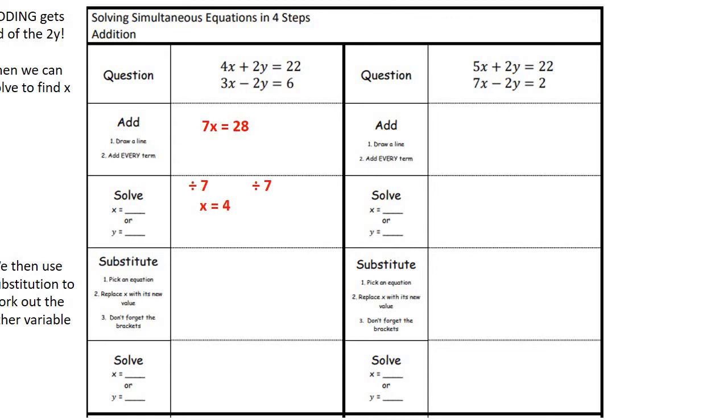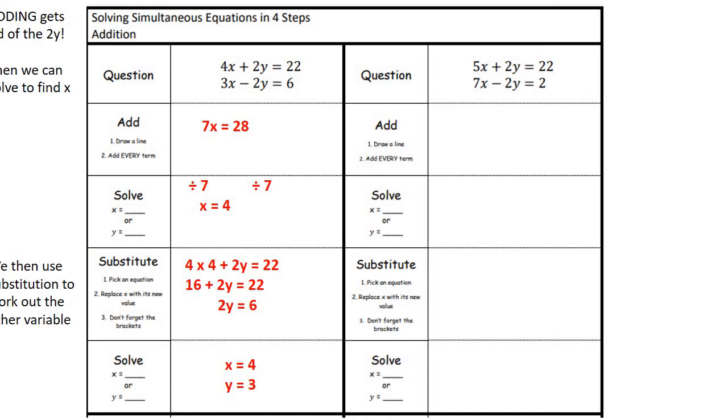x is equal to 4. The next step then is to go back in and find y, so you substitute the x back into the equation. It doesn't matter which equation you use, and they'll both give you the same answer. So I've chosen the top one, so I've substituted 4 into the top equation, so I've got 4 times 4 is 16, plus 2y equals 22. Take away 16 from both sides and divide by 2, and I've got y equals 3. So my final answers are x equals 4 and y equals 3.